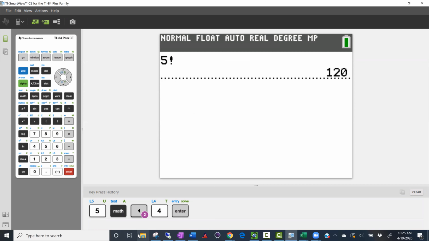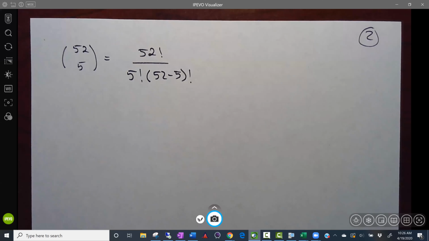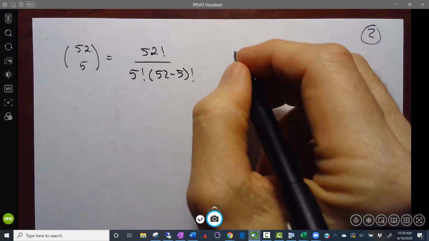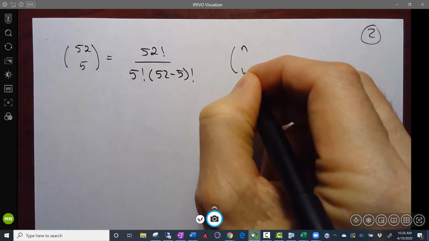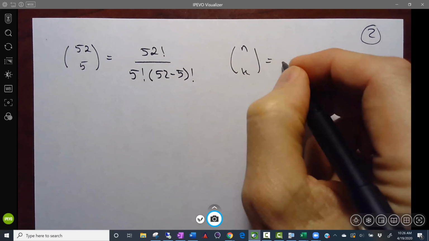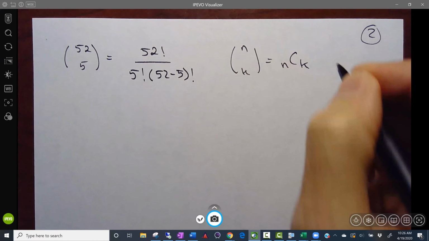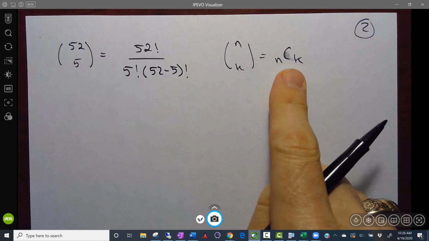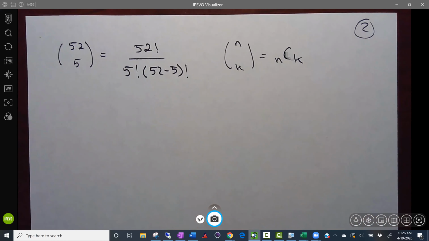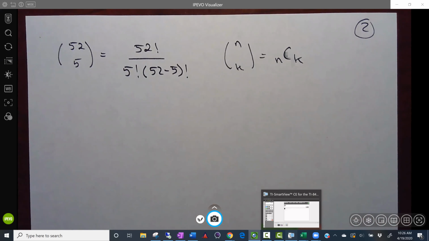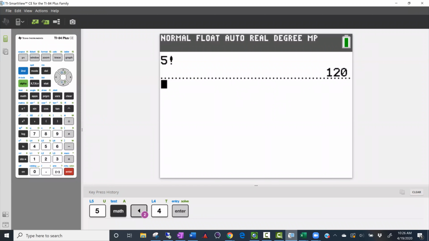The notation that we have here on our page is also thought of in a different way. Sometimes n choose k can also be written as nCk like that. And that's the notation that your calculator recommends and recognizes. So let's take a look at how you might be able to do something like this on your calculator.